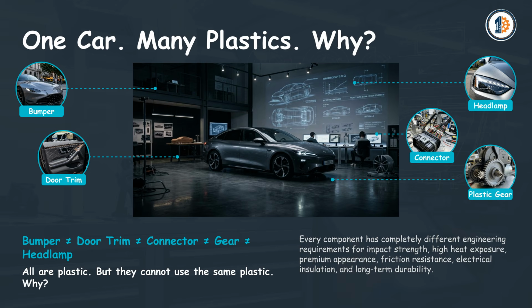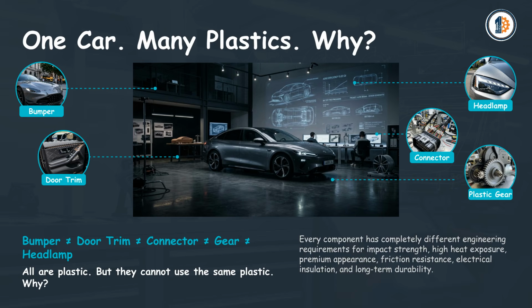Look at a modern car. The bumper is plastic. The door trim is plastic. Electrical connectors, small gears, and even transparent lighting components can also be made from plastics. But here's the important point. They cannot all use the same plastic.